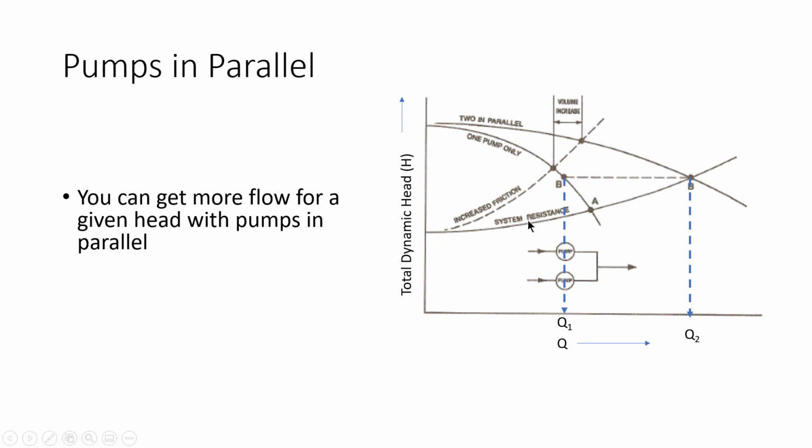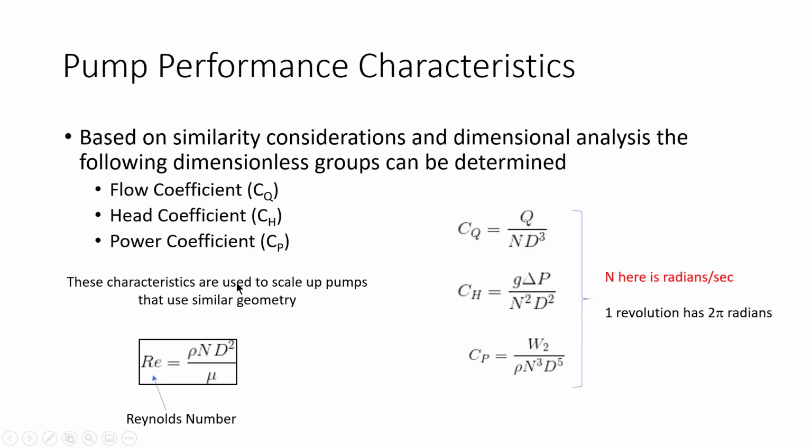And as you can notice, this is the system resistance curve that I'm plotting. If I only had one pump, I would be restricted to some flow here, but if I add two pumps, I can go all the way to this point. So it kind of shows how to design two pumps in parallel. And of course, there is a volume increase as I go from one pump to two pumps without really an increase in head at any given point.